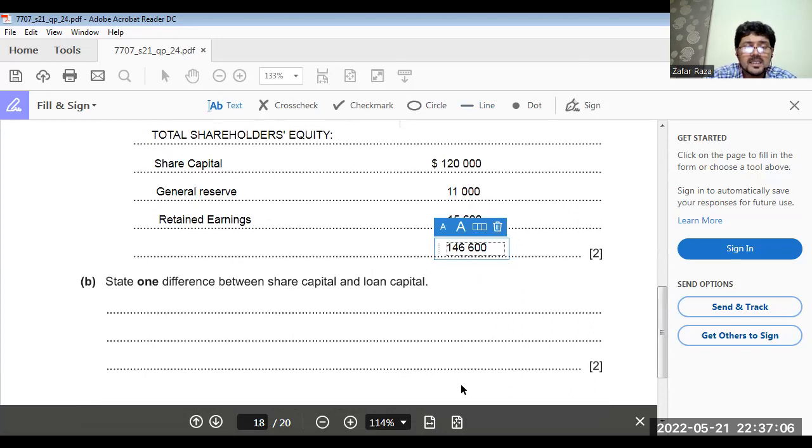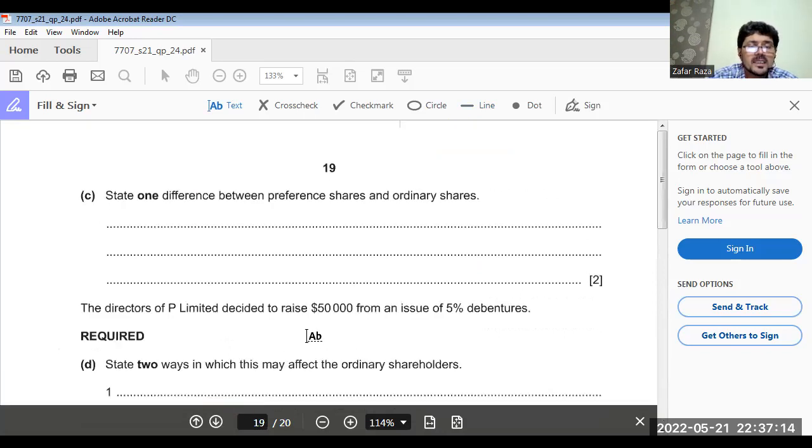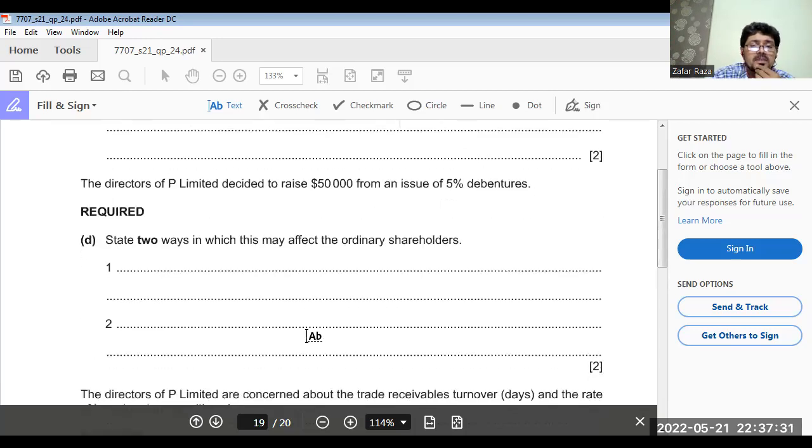We got share capital, we provide dividend. On loan capital, we have to pay interest. Preference share and ordinary share. Preference shareholders get fixed profit. Ordinary shareholders will get dividend as the company earns. We have to pay interest on debentures and we have to redeem them after 5 years or whatever.